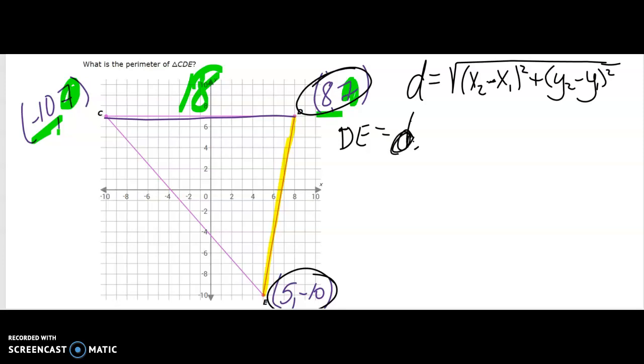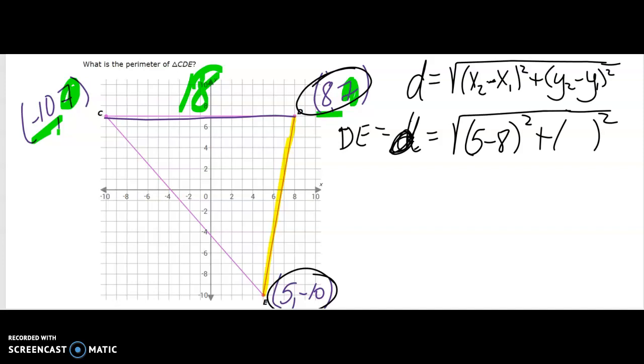So the distance equals x2, 5 minus 8, plus -10 minus 7. That would be -3, so it would be 9. And -17, so 289. The distance equals the square root of 298.